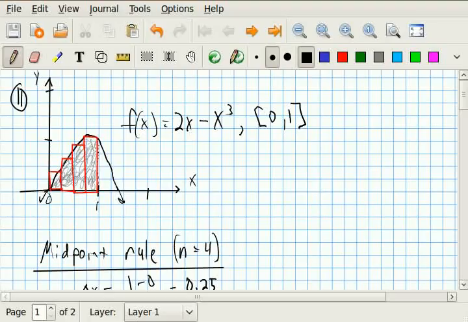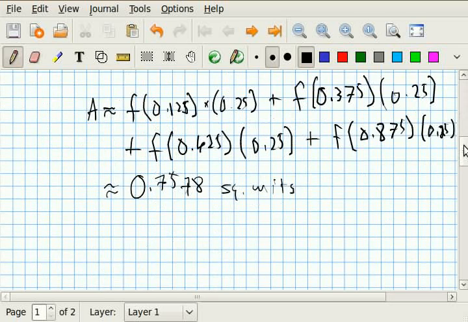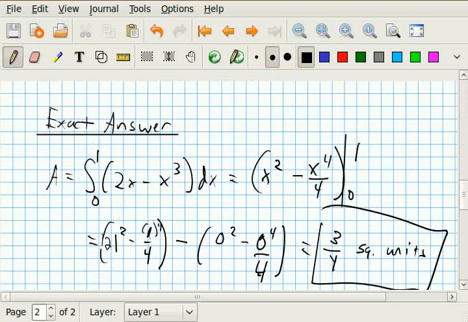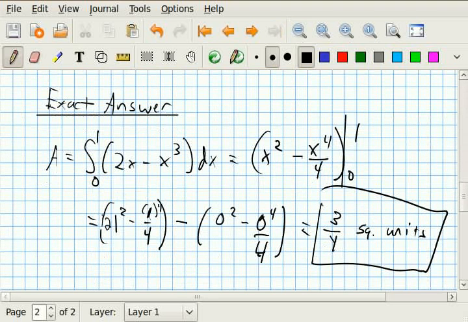So what do we have? Well, about 0.7578. Well, what about the exact answer? Again, we can find that with integration, and I went ahead and found it here. I just integrate from 0 to 1 the function 2x minus x cubed. Really, this one wasn't too bad to find exactly.